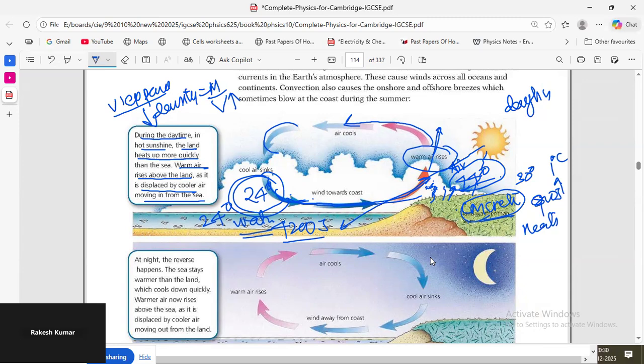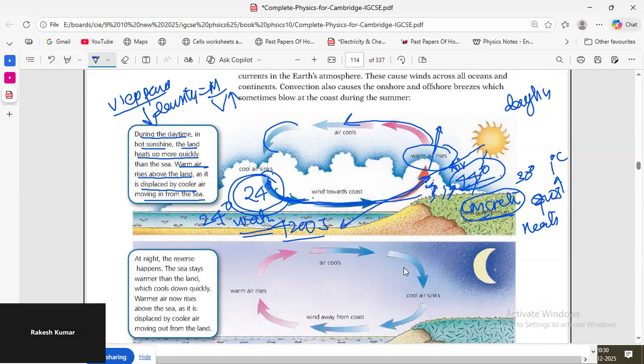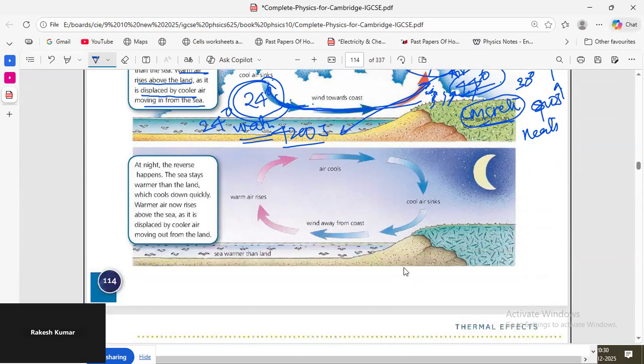At night the opposite happens. The specific heat of land is 900, and for a 1 degree drop it just requires 900 to be lost. For 1 degree loss you just require 900, and it will quickly radiate it. So the land will become colder.